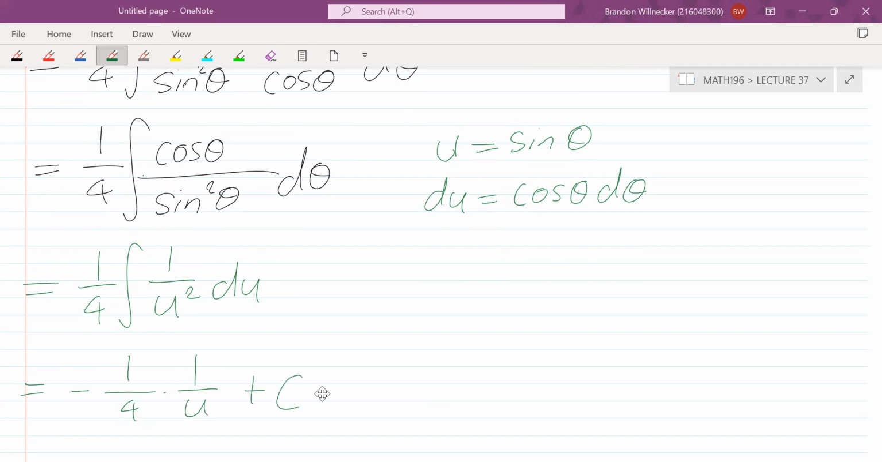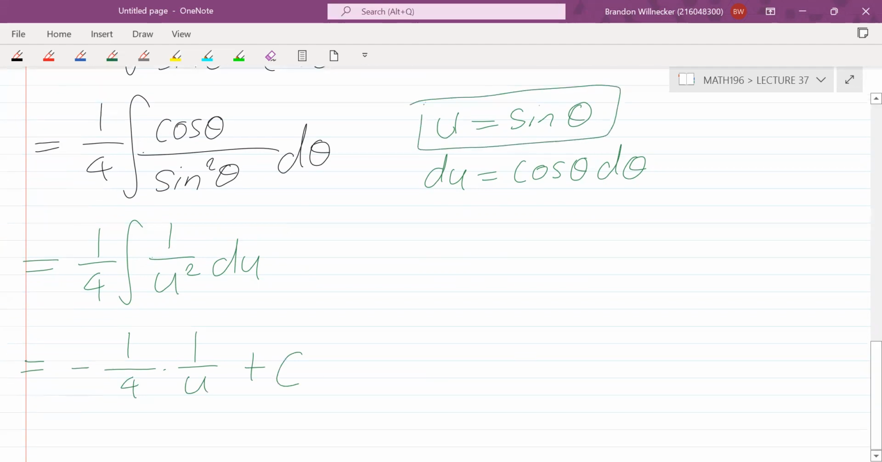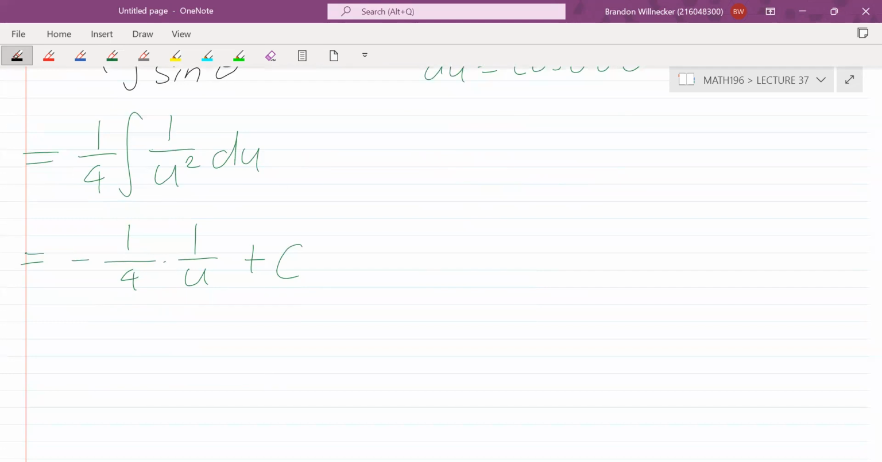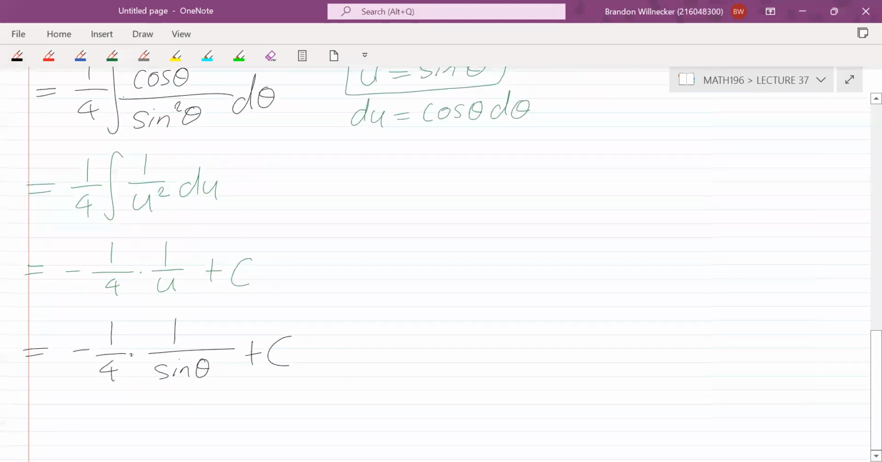Okay, but we don't want u. We want to go back to our trig function here. So u equals sine theta. We can go back to that. So we're going to have minus 1/4 times 1 over sine theta plus c. Okay, now we're almost there.